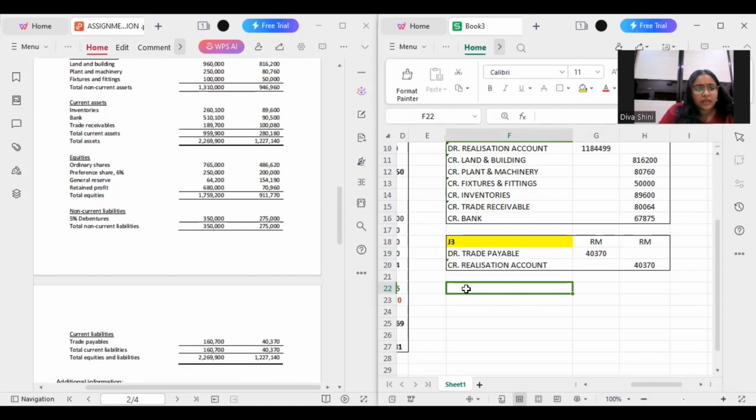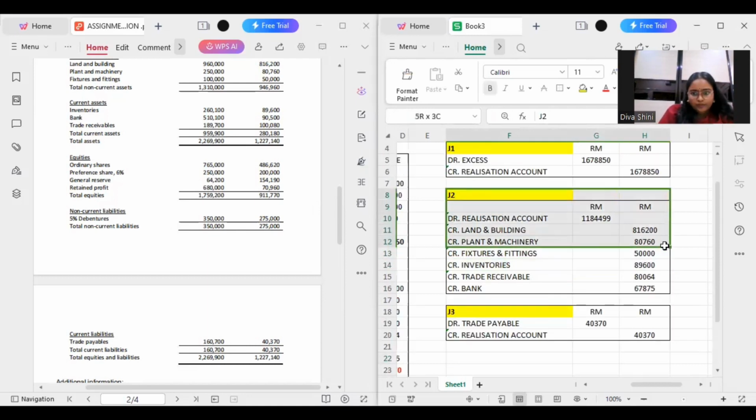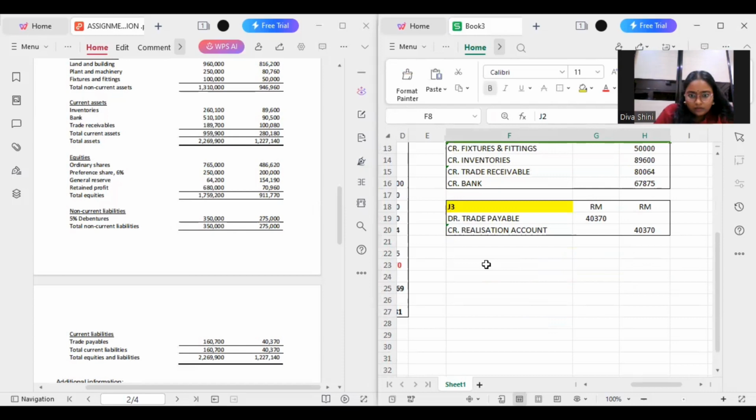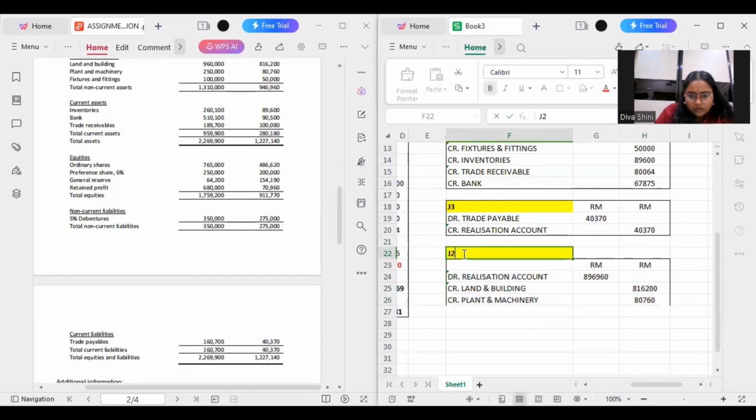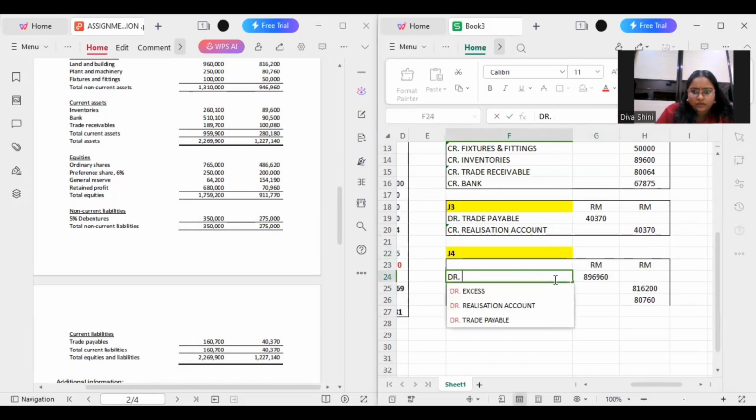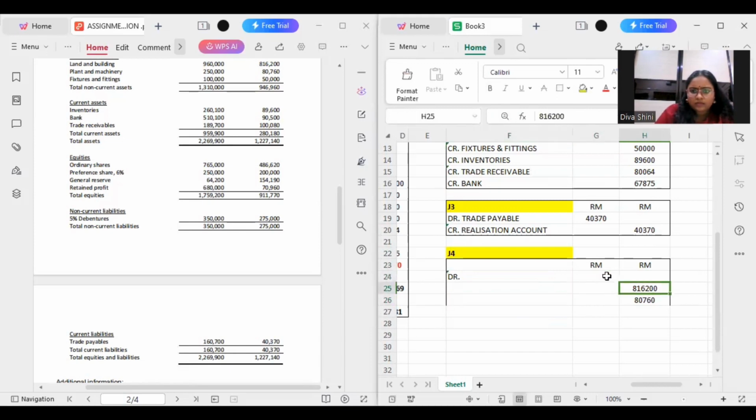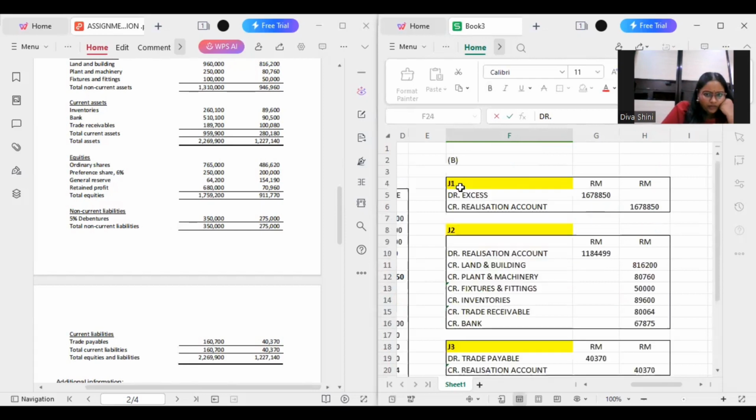Okay, and then we move to J4. J4 is itemized purchase consideration that had been received. J4 is about itemizing the purchase consideration, which is we need to debit the ordinary shares in investment, ordinary shares, preference shares.